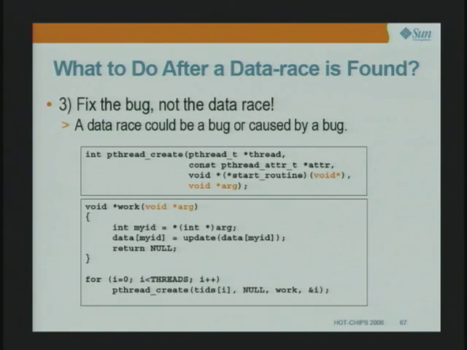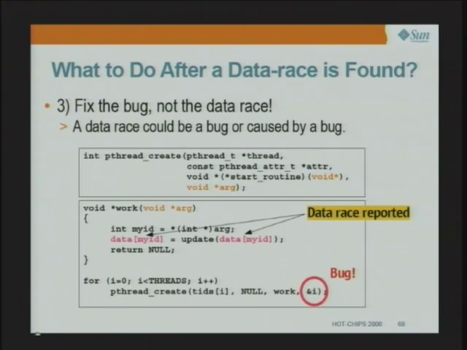So if you run this, the tool will report a data race. Why? It thinks that there will be a race between the read of this data and the write of this data. How come?